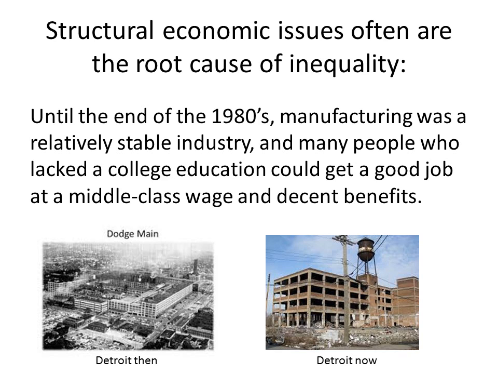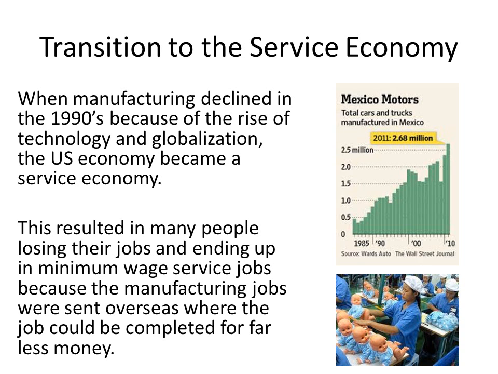Well, in the 1990s, the decision was made to send a lot of the manufacturing jobs for automotive parts and automobiles to Mexico. And as a consequence, what you see now is Detroit is a city that has literally fallen apart. It has become much, much smaller. They're knocking down buildings around the main city part because there's so much that's been abandoned. When manufacturing declined in the 1990s because of the rise of technology and globalization, the U.S. economy became a service economy.